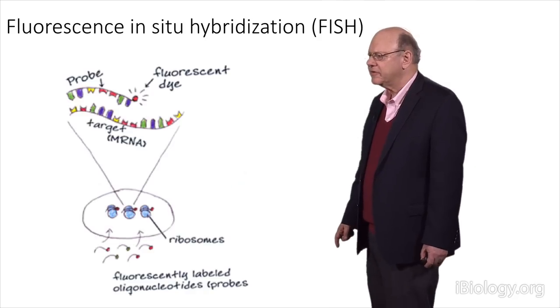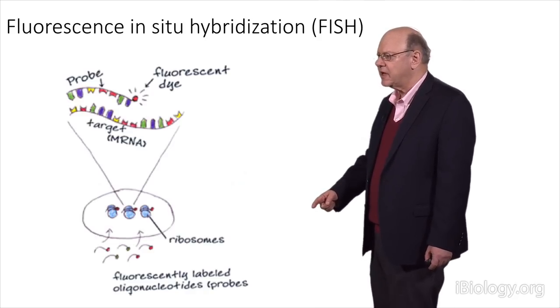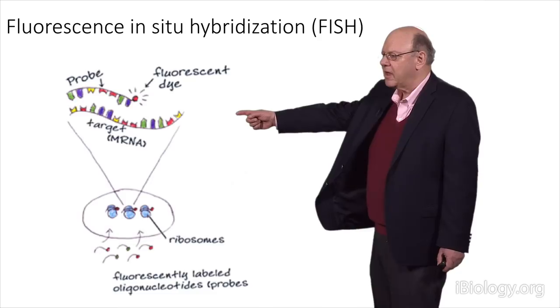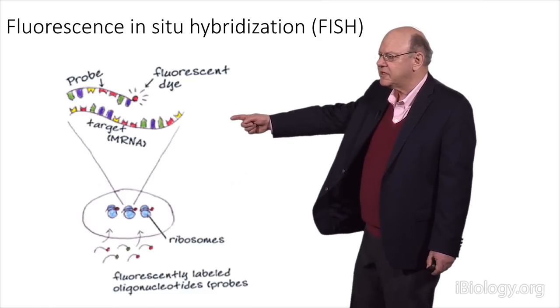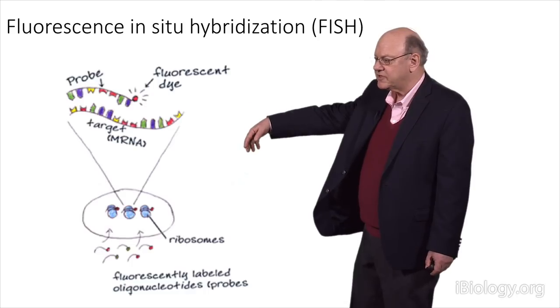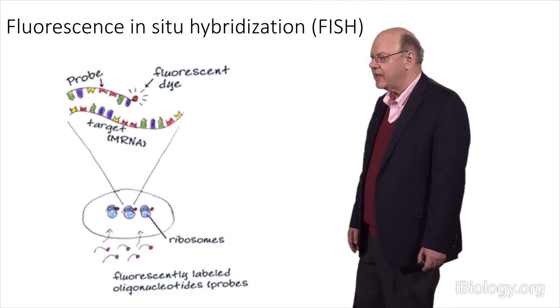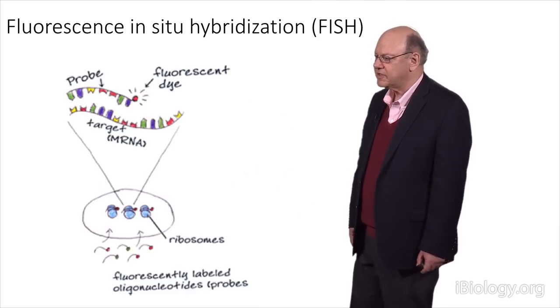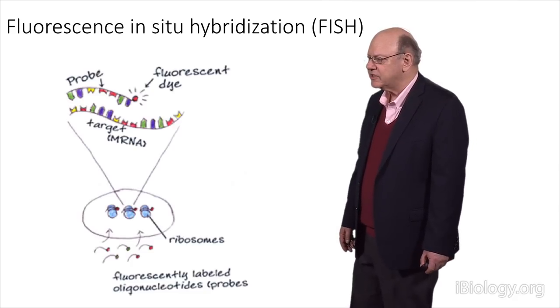So just to summarize how this is now done, we take a single-stranded DNA probe with fluorescent dyes coupled to it. We put it on the cell, and it finds its way to its target RNA, whatever the sequence is. And the fluorescence tells you where the RNA is in the cell.